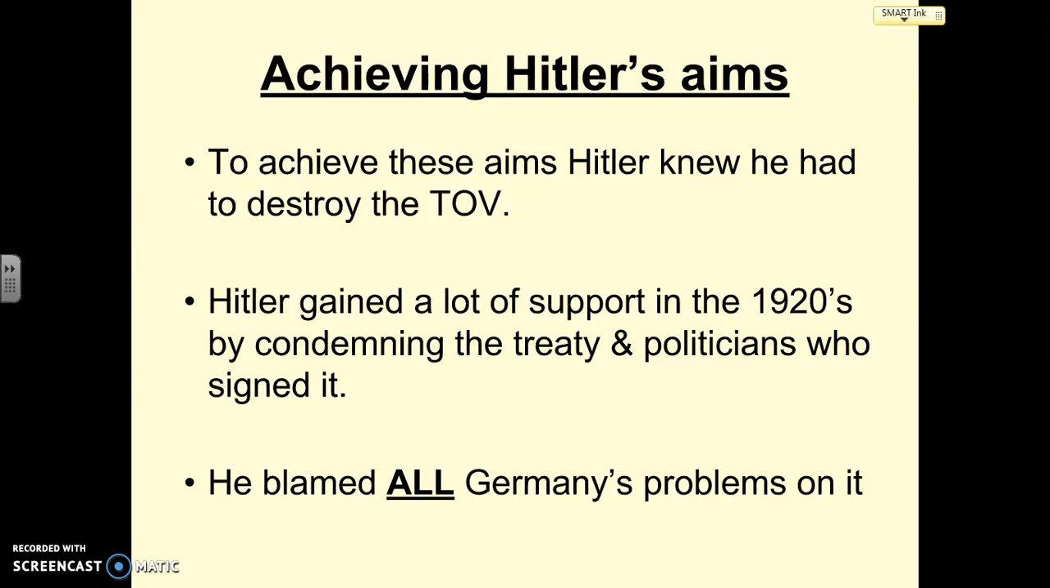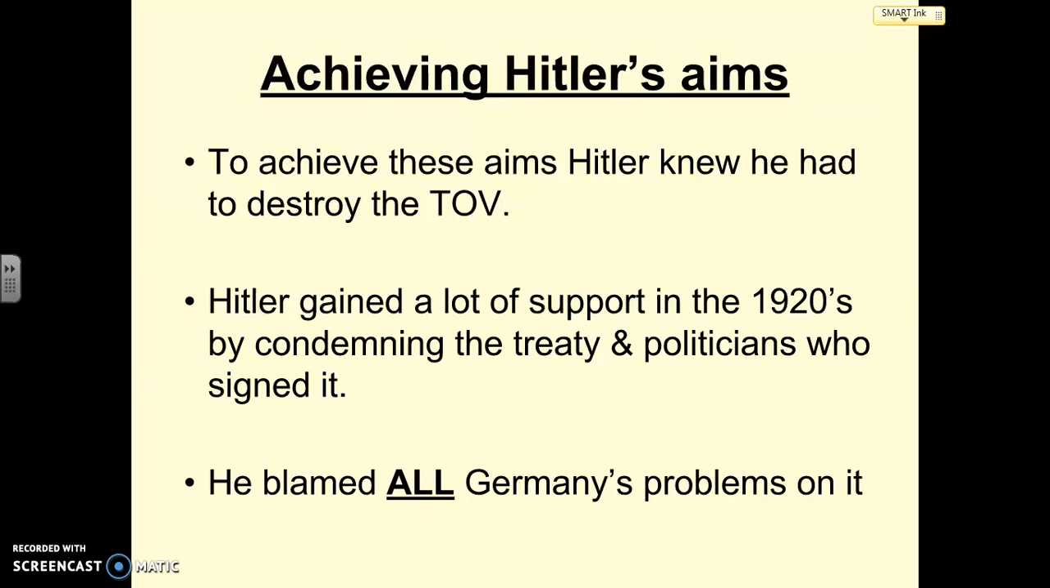How is he going to do this? Well, he had gained a lot of support through the 20s because he had gone out basically trashing the treaty. So in terms of how he's going to destroy the Treaty of Versailles, if you're writing your notes down, he's already gone around during the 1920s and has condemned the treaty and also the politicians who signed it.